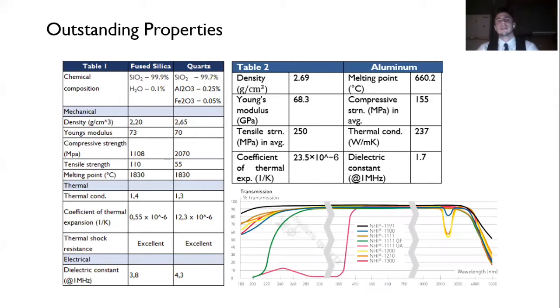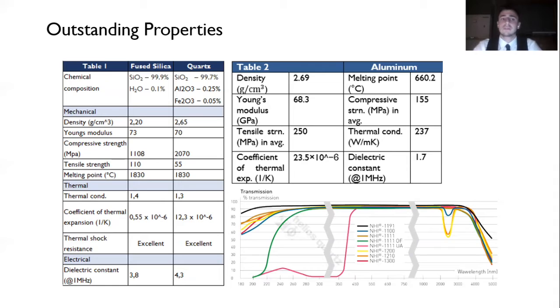So on the left-hand side, we see the properties of silica structures. We see that the compressive strength of silica is really high, and when it is compared with aluminum, it's still higher. So we can use silica in compressive applications, but we don't prefer to use silica in tensile applications. However, thermal properties of silica are the most outstanding ones.